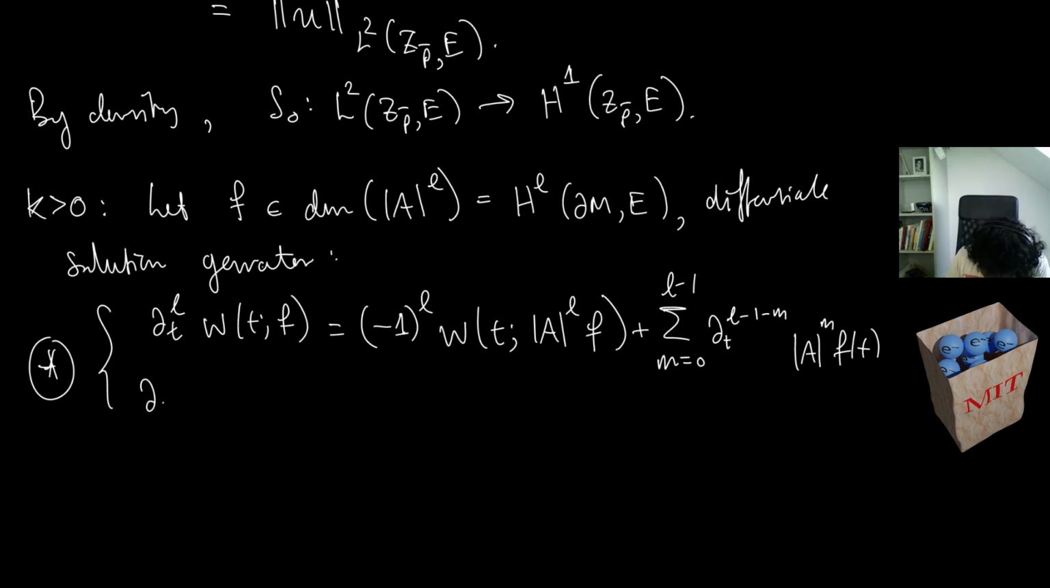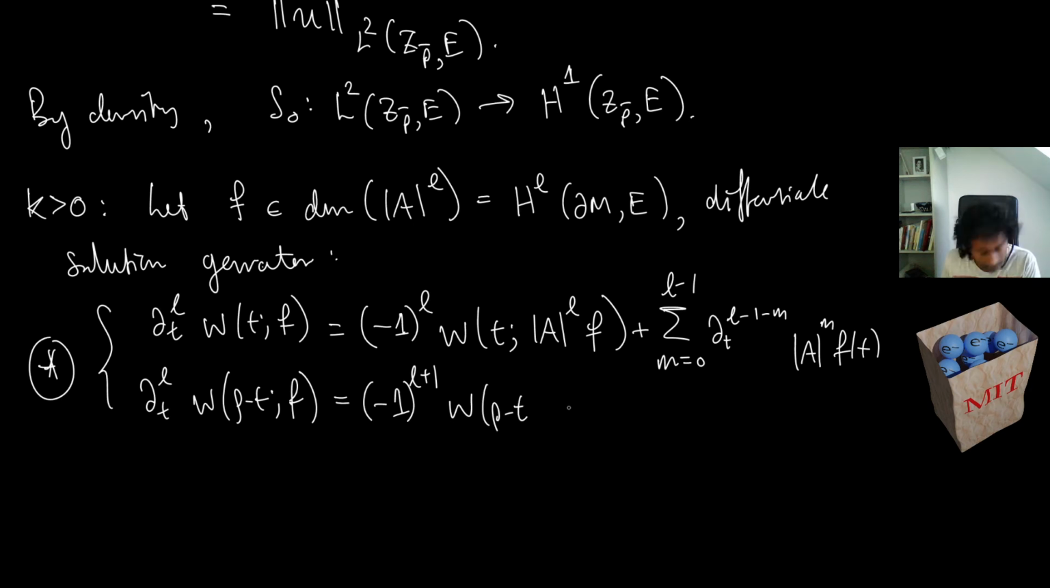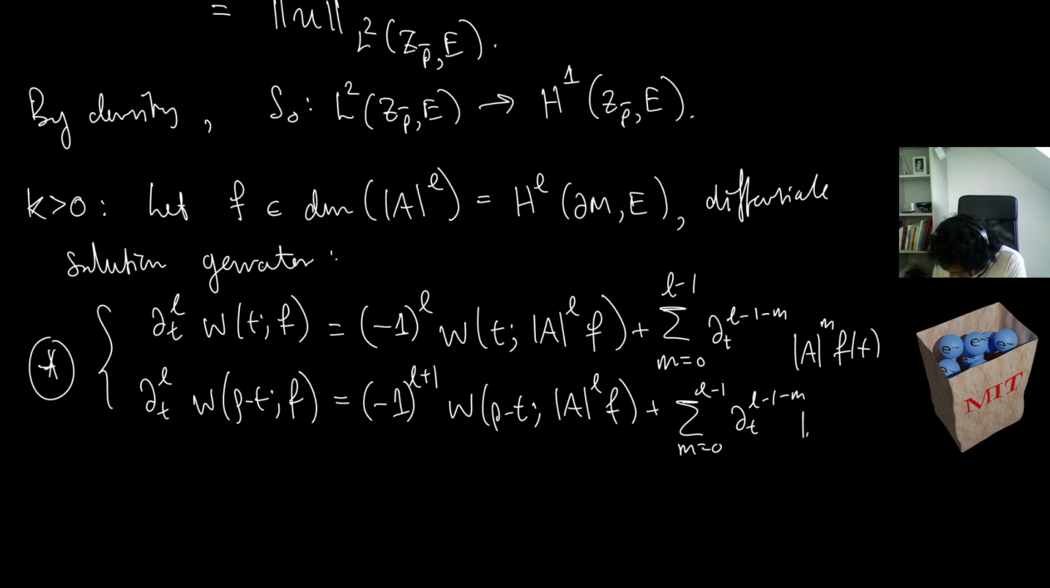And if we do the same thing for the rho minus t of f, then we get minus 1 to the L plus 1 of w rho minus t, again A to the L of f, plus the sum over m equals 0 to L minus 1 of partial t L minus 1 minus m, modulus A to the m f of t.